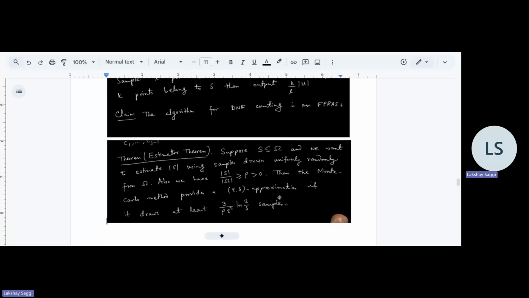Again, this can be proved by Chernoff bounds and everything, but one important property here is that the size of S divided by size of omega should be greater than or equal to rho for this to hold. And this is where our initial naive approach failed, because in the naive approach, the size of set S, the size of satisfying assignments, can be really small. It can be 1, 2, 3, any small constant, and the size of omega, the set of all assignments, is 2 to the n. So this ratio becomes very, very small.